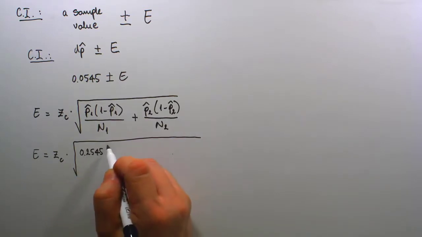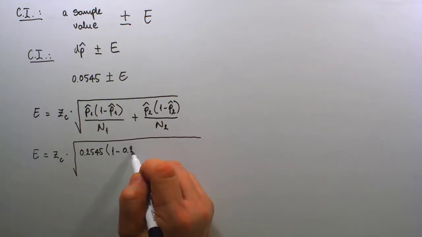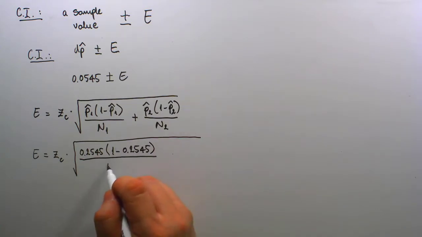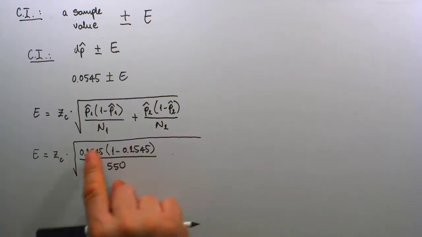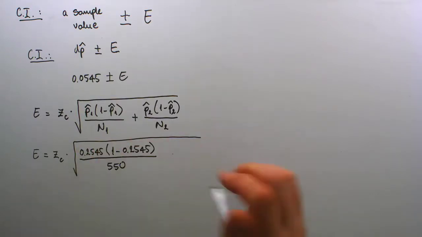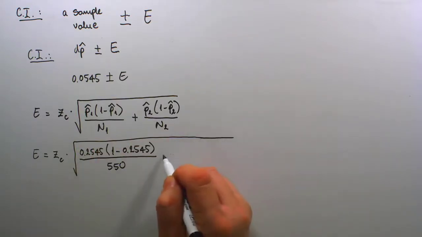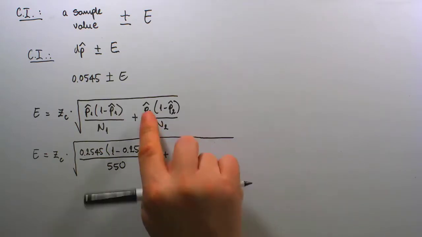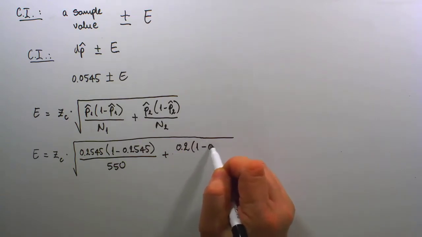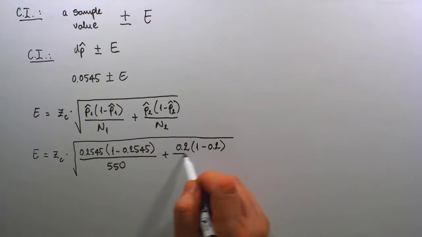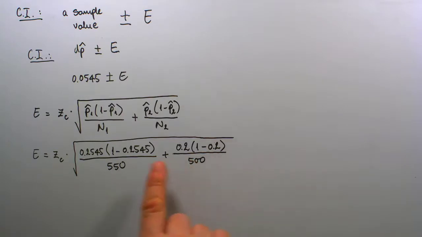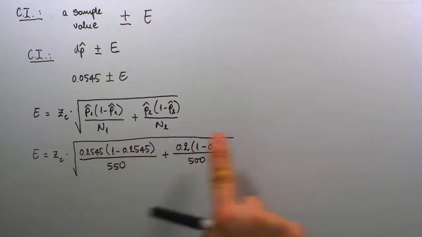0.2545 for p hat 1 times 1 minus 0.2545 for p hat 1, and divided that product there by 550. And this entire expression is inside the square root. And still inside that square root, I am going to add another expression, 0.2 as my p hat 2 times 1 minus 0.2, and I'm dividing that expression there by 500, the sample size n2. So two separate fractions, two separate expressions being added inside of this lengthy square root.